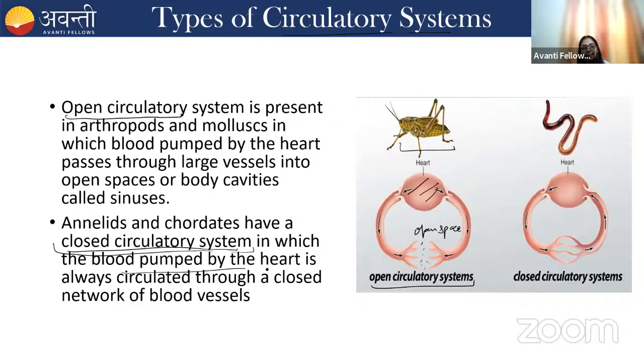Closed circulatory system is when the blood pumped by the heart is always circulated through a closed network of blood vessels. Okay, there's no open space. There's a closed network of blood vessels. And one more important thing, in open circulatory system, the capillaries are absent. In closed circulatory system, the capillaries are present, because of which they form a closed network of blood vessels.